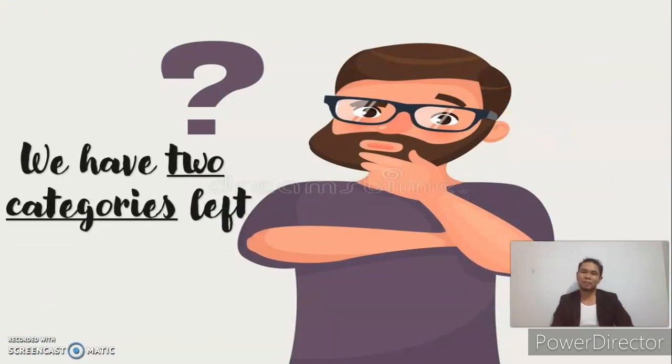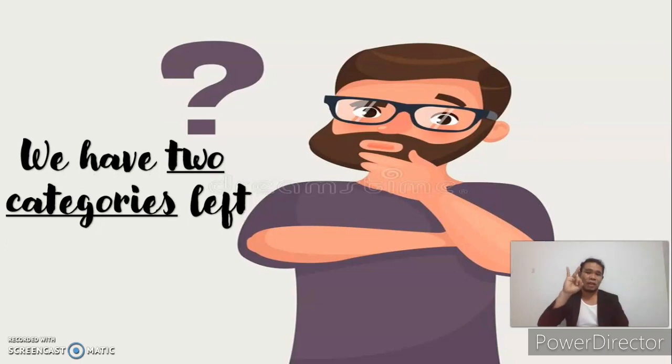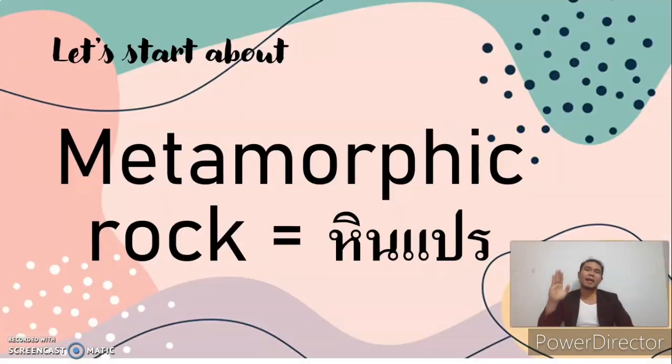So now we have two categories left. We're done with the sedimentary rock. Now let's proceed. Let's start with metamorphic rocks. Can you say it again? Metamorphic rocks. Again, metamorphic rocks.